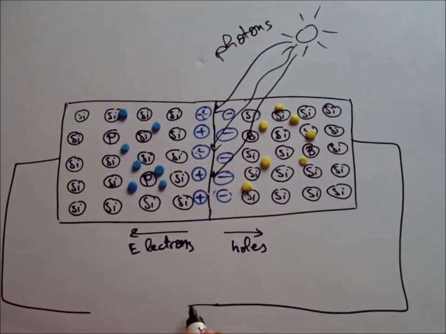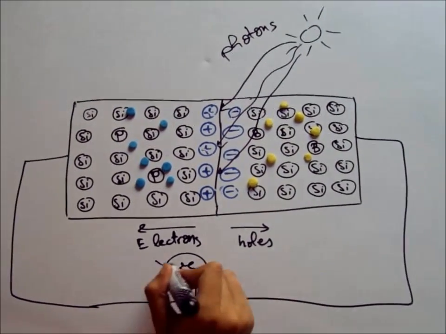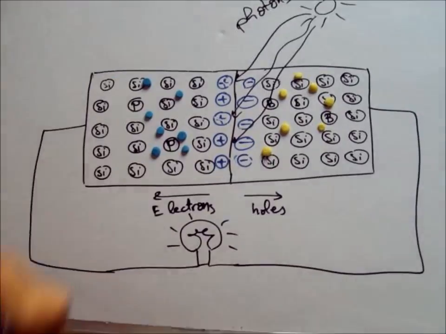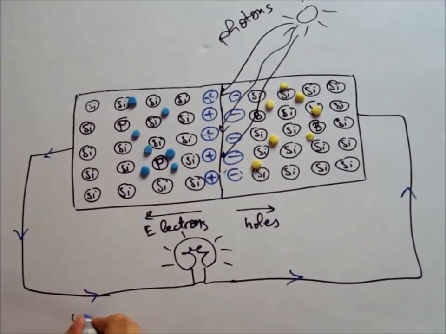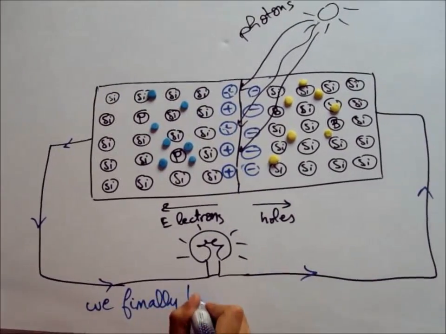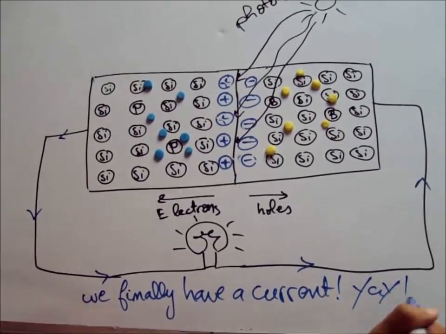When we connect the P-type semiconductor and the N-type semiconductor by an external circuit, electrons from the conduction band in the N-type semiconductor move through the conductor to the P-type semiconductor, where they recombine with holes, generating an electrical current in the process.